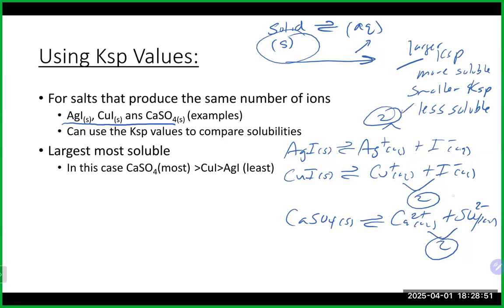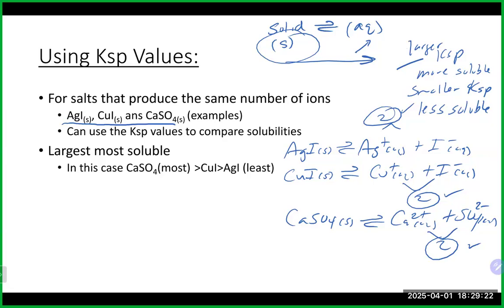Each of these guys break apart into the same number of ions, which means if that is the case, you can use the Ksp value to determine which one should be more soluble. That would also allow you, if you had a mixture of those ions floating around and you're adding a common precipitating agent, like you do in qualitative analysis experiments, you could determine which one should come out of solution first and which one would actually stay in solution and float around a little bit longer.